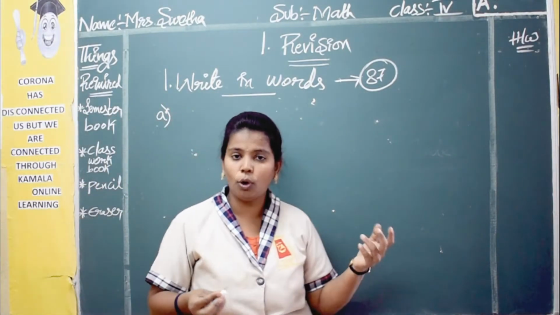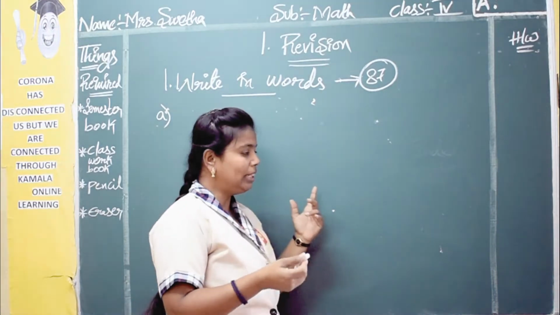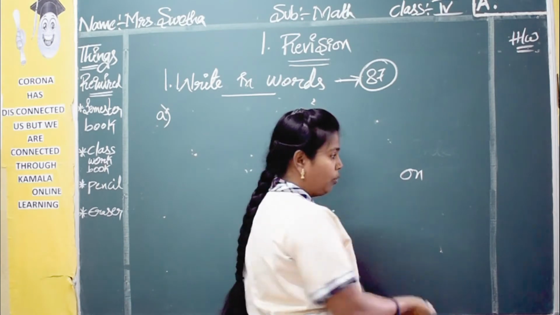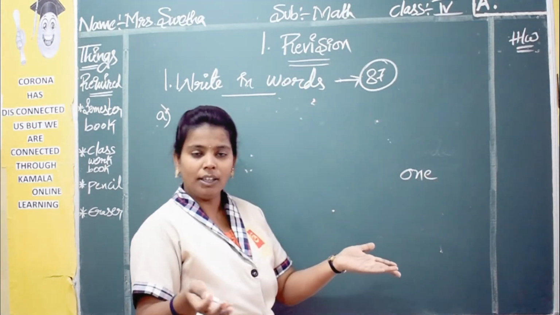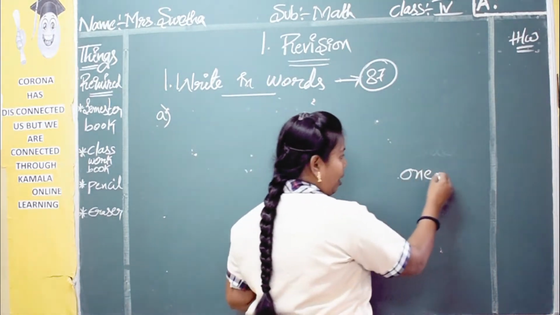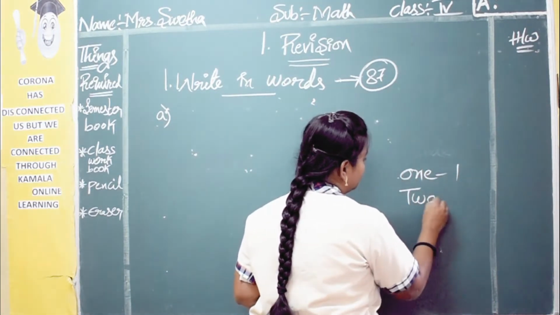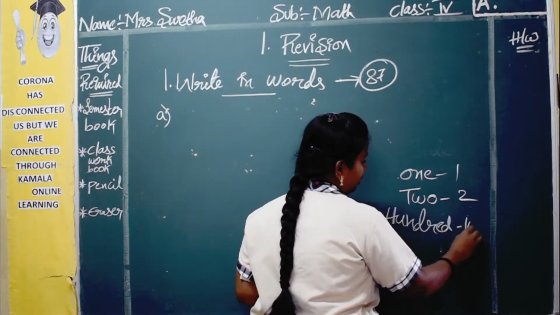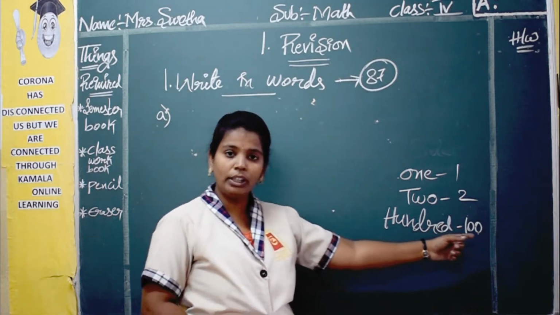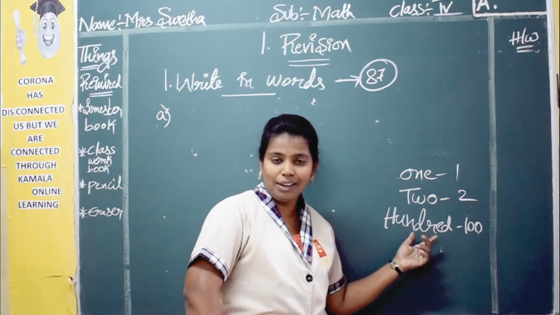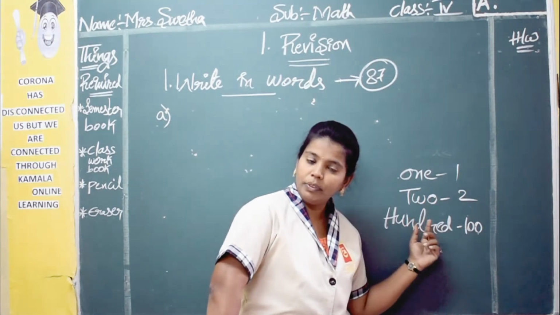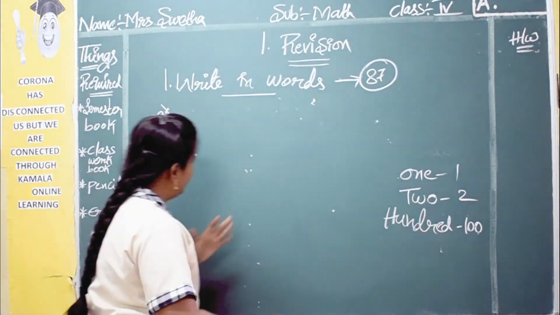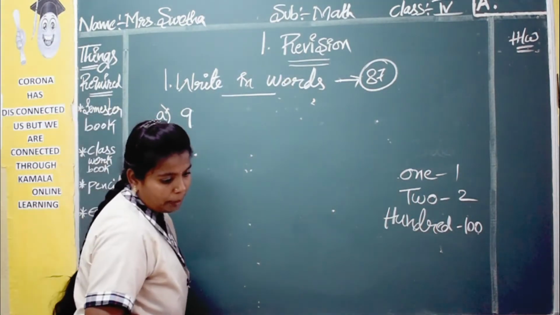I think every one of you knows what a word is. Word means where you will use alphabets. Like in maths, what words will you have? Numbers only, which you will write with the help of alphabets. See, 1 is a word, 2 is a word, 100 is a word. So numbers only you are going to write with alphabets, the name of the number. So write in words. Means here they have given one number. What is the number?